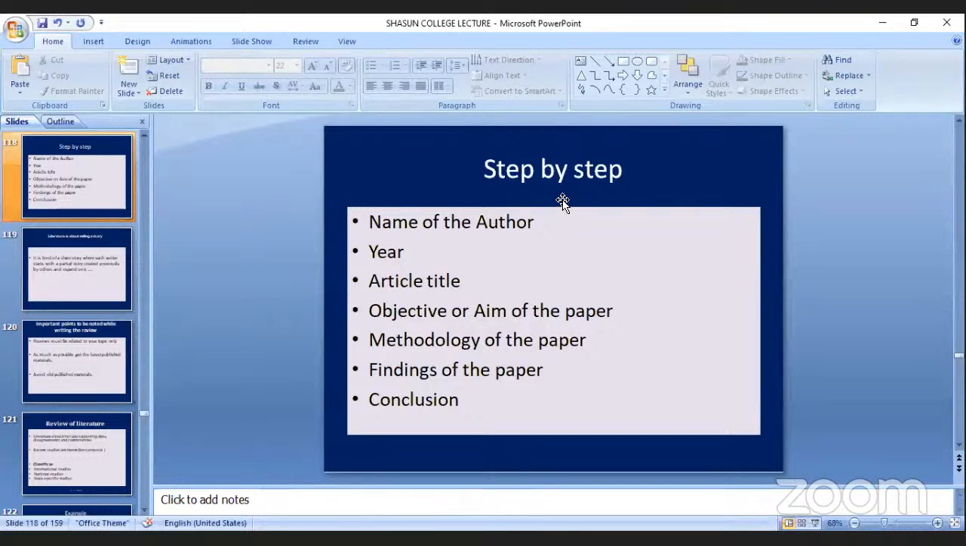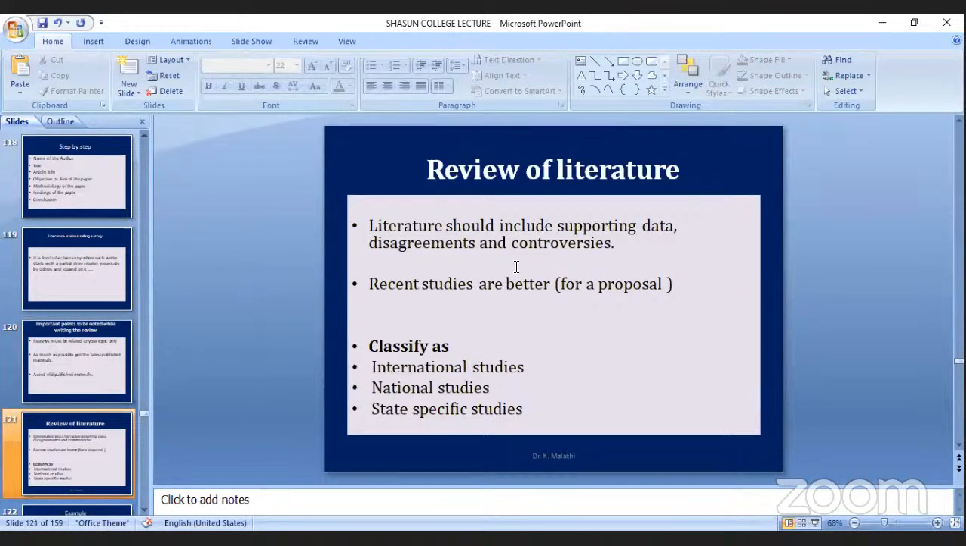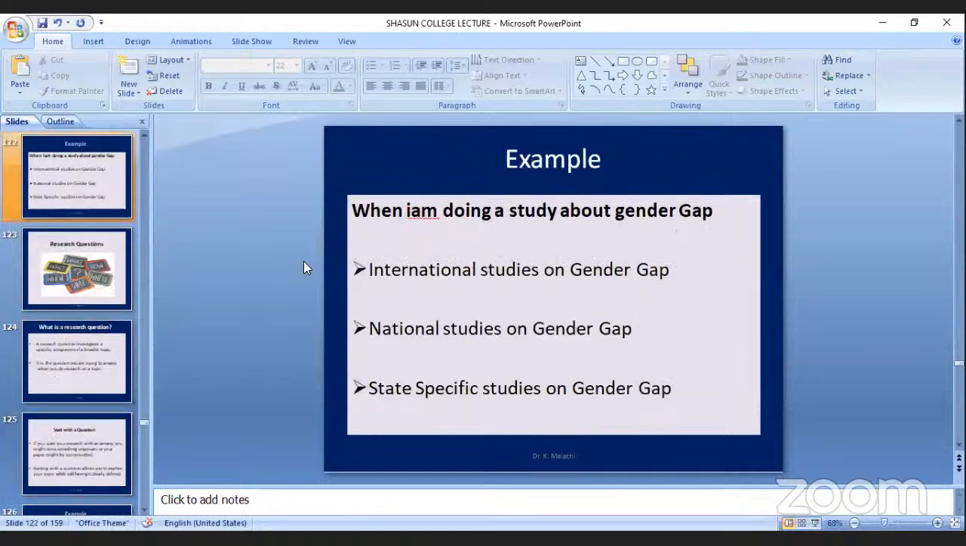So first you write the author's name, year, article title, objective and aim of the paper, methodology used in the paper, findings of the paper, and conclusions of the paper. When you write all this, your review is ready. So review is very, very important. After collecting all the reviews, you can classify your review of literature, like all international studies, all national studies, and all state-specific studies. You classify your studies like this and give it in your review of literature.